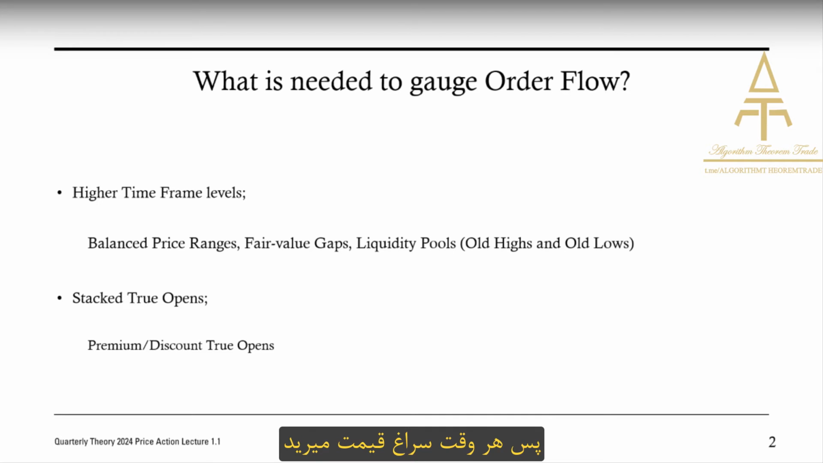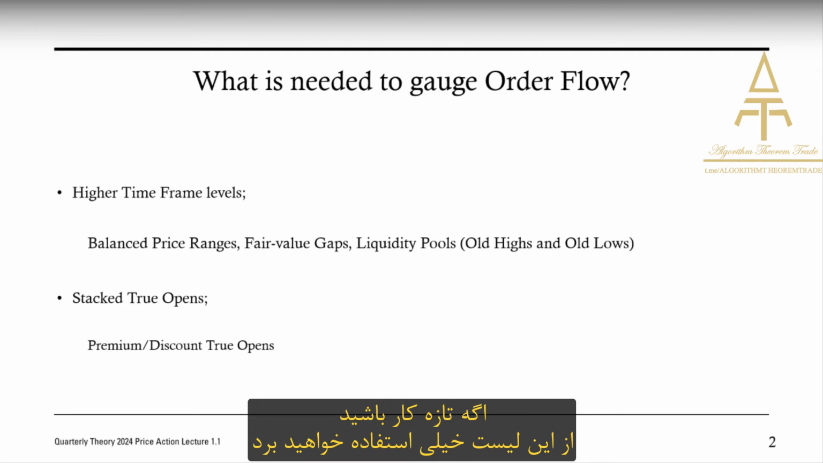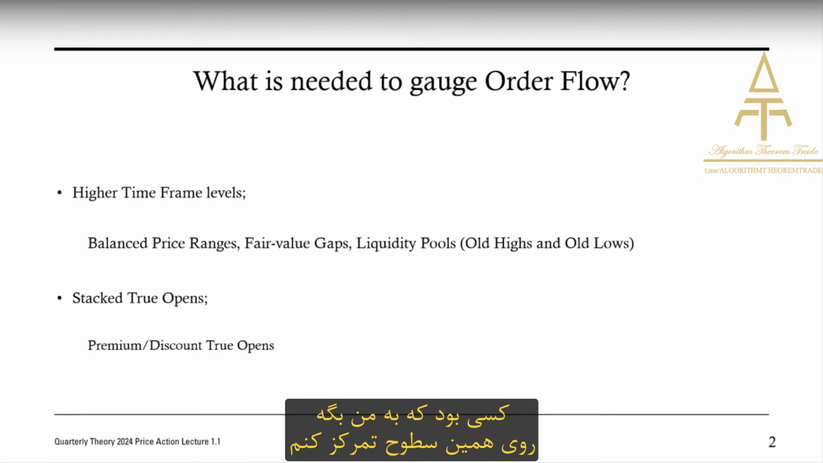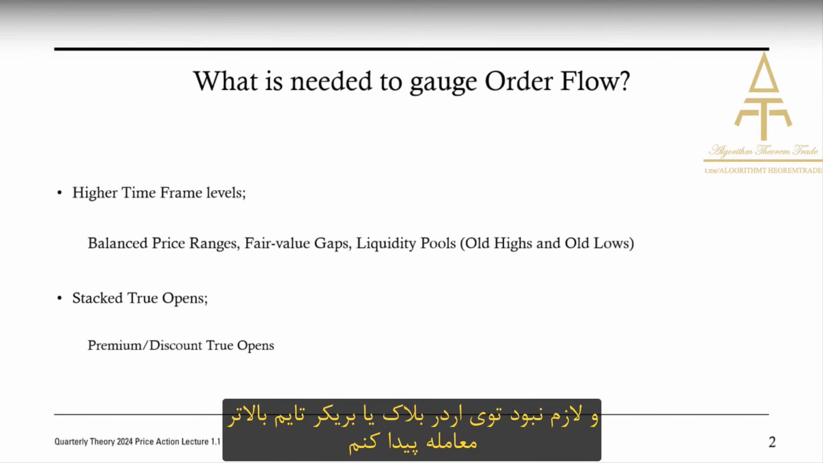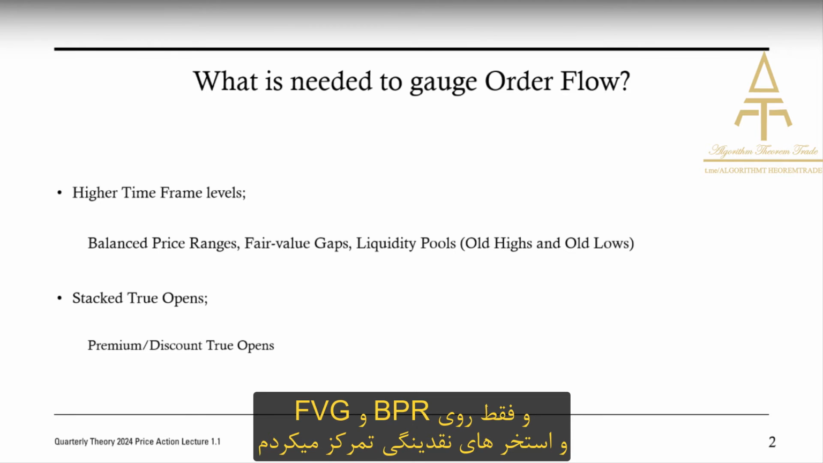So whenever you are going into price action and you want to trade, you need a higher time frame level, either a balanced price range, fair value gap, or an old high or old low. If you're new, you're gonna benefit from this, right? Because I wish that when I just started out, I got this advice that I should just focus on balanced price ranges, fair value gaps, and liquidity pools. I wouldn't be trying to find a setup within a higher time frame order block then, or a higher time frame breaker, or anything like that, right? I'd just be focused on balanced price ranges, fair value gaps, and liquidity pools.